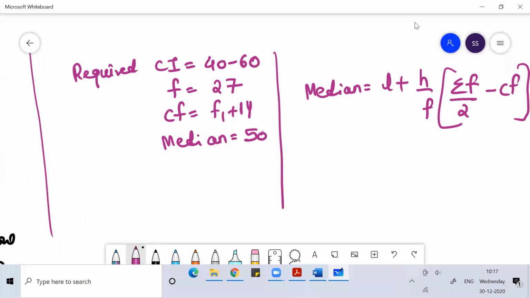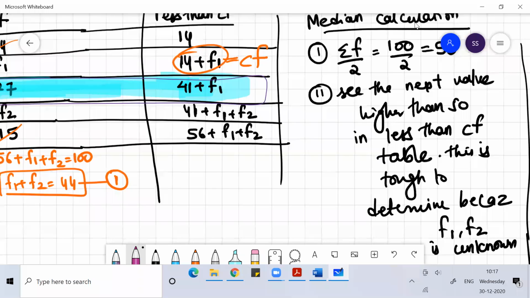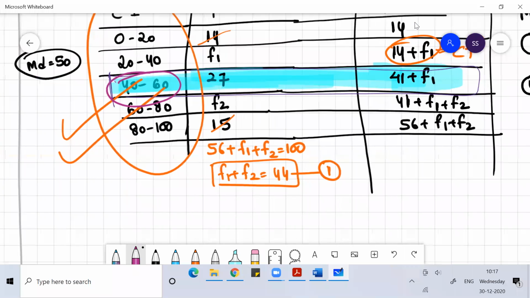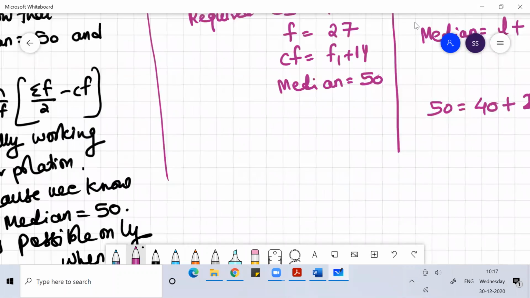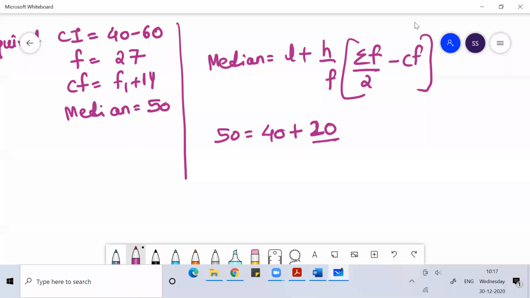So your median is 50. L is the lower limit, no, 40 is your lower limit, H is the height, everything is a difference of 20. F is 27, sum of F by 2, sum of F is 100, that is given in the problem, minus the cumulative frequency before it, 14 plus F1.